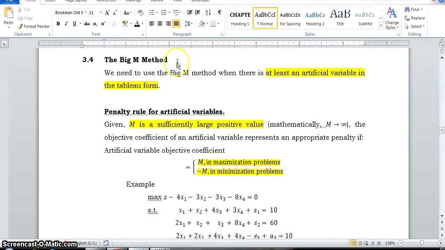We need to use the Big M method when there is at least one artificial variable in the tableau form. According to the penalty rule for artificial variables, the objective coefficient of the artificial variable is positive M in a maximization problem and negative M in a minimization problem.